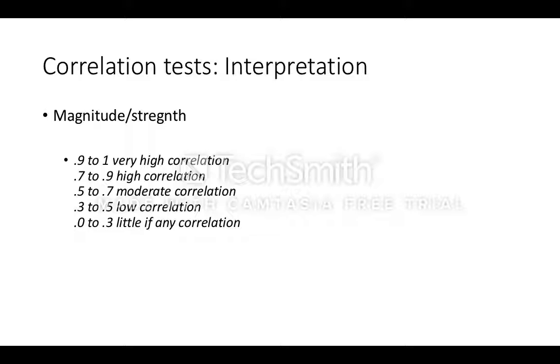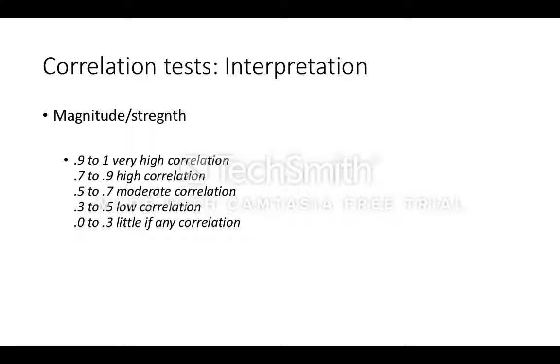And the closer the R score is to 1, the higher or the stronger the correlation. So 0.9 is a very high correlation. 0.5 to 0.7 is generally considered a moderate correlation. And 0 to 0.3 is considered, 0 is no correlation at all, and up to 0.3 is considered a low or not so meaningful correlation. 0.3 to 0.5 is considered a low correlation. So again, this is looking at the strength of the relationship between the two variables and doesn't speak to what the variables themselves actually are.